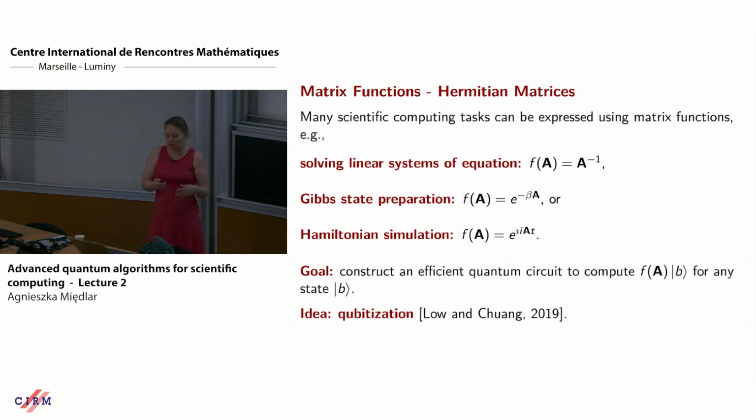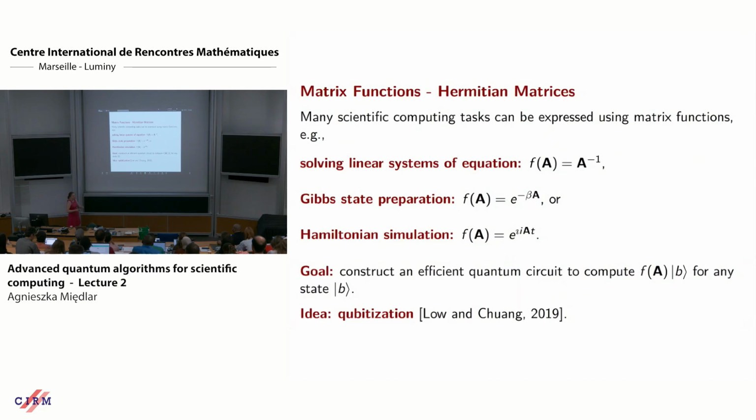So the goal in dealing with matrix functions, very often, as you see, for example, here, is not just applying the function to the matrix, but actually being able to calculate this quantity. So in terms of linear algebra, it is applying a function of a matrix to the vector. In terms of quantum, it is constructing an efficient quantum circuit that can compute this quantity, which is just applying the operator function to the state, for any available state. And you want to be able to do it in an efficient way.